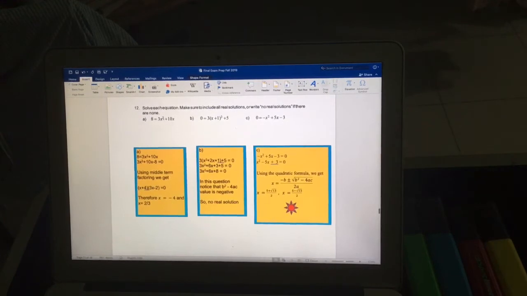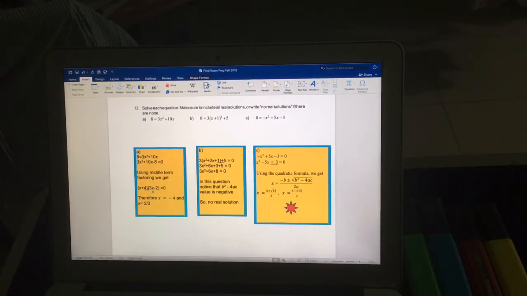So if you look at this, it is a quadratic equation, and if you start solving by middle term factoring, the answer comes x equals -4 and x equals 2/3 for this one. Middle term factoring is easily possible because 3 times 8 equals 24, and 24 we can divide into 12 and 2, so it is plus 12x minus 2x, so minus plus minus plus.